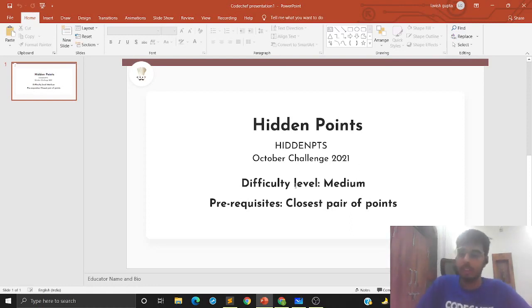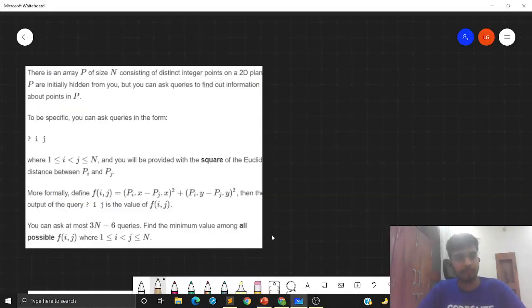The difficulty level of this problem is medium, and the prerequisite is that you should be aware of the closest pair of points algorithm. So given n points, we should be able to find the closest pair of points in O(n log n) time. Let's move to the editorial of this problem.